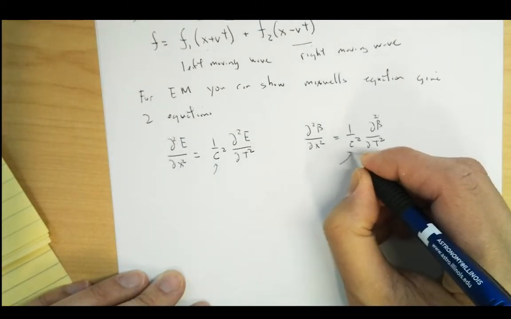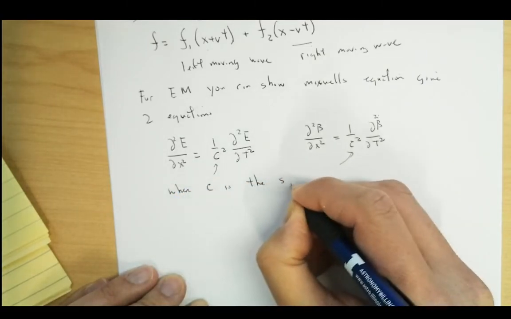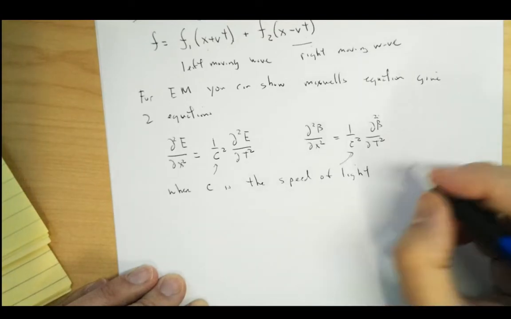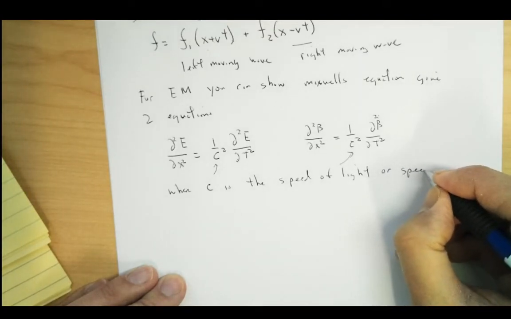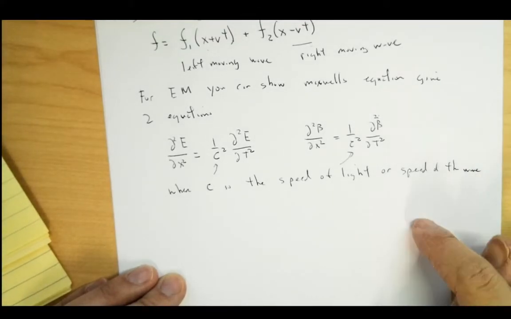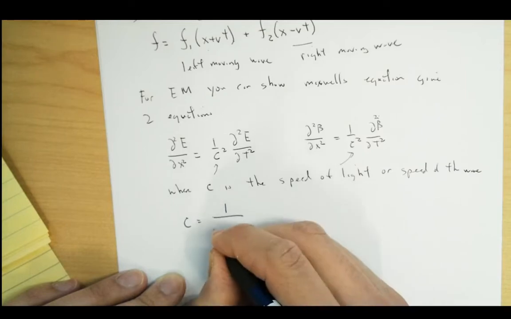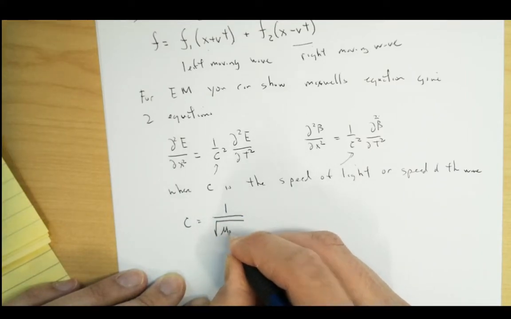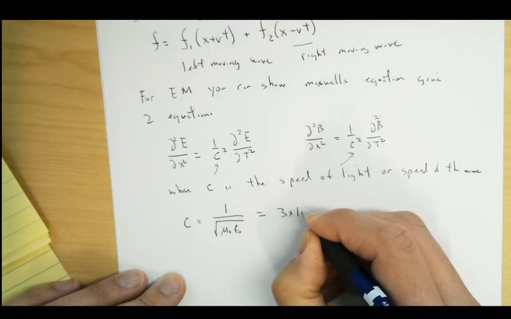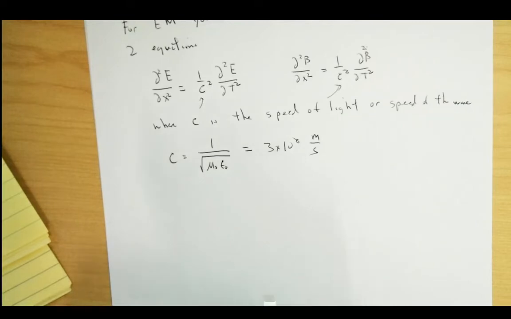Now this thing's interesting here. This is a constant. c is the speed of light, or formally, the speed of the wave. You actually don't know what the speed of light is, but once you compute this thing out, you will find out what it is. So c is equal to 1 over the square root of mu 0 epsilon 0, which, if you plug the numbers in, is 3 times 10 to the 8 meters per second. So that's the speed of light.